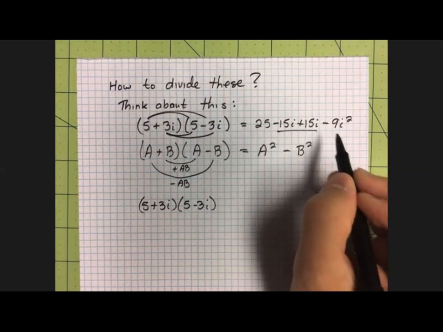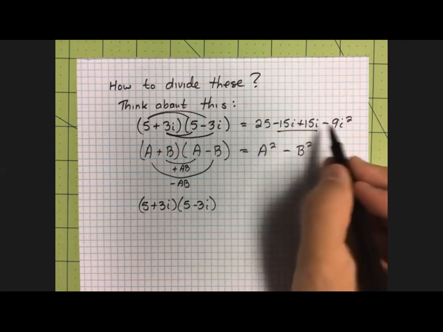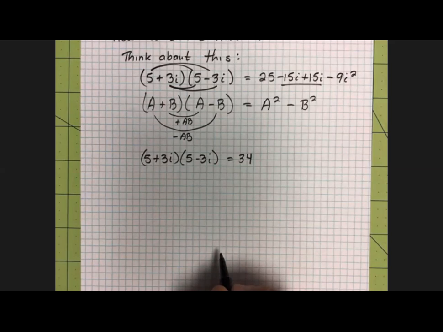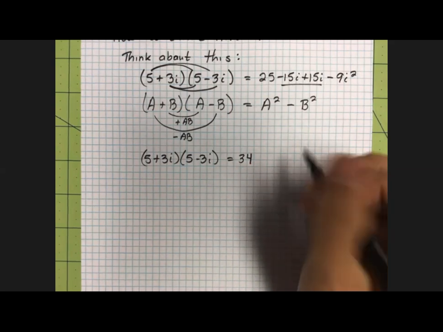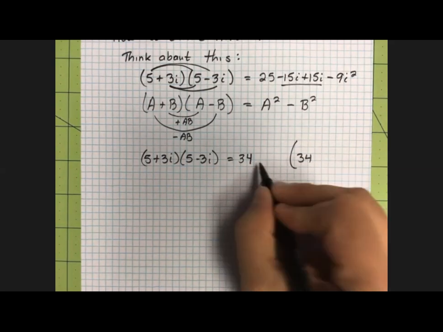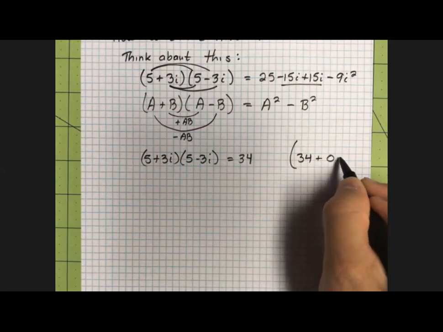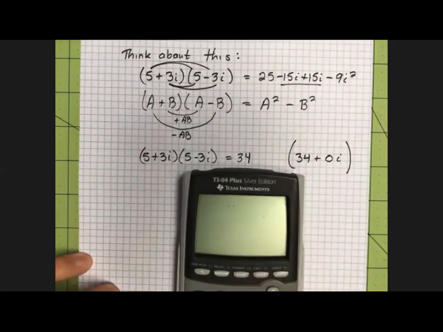Well, this middle part's gone. And remember, every time you see an i squared, you write minus 1. So this is negative 9 times negative 1. This is plus 9. What's 25 plus 9? 34. So when you multiply two complex numbers, you don't always seem to get a complex number back. Now, there's nothing wrong with this number. It's still correct, and it's still a complex number. In fact, you could call it 34 plus no i's. And that's perfectly legitimate. I'll try it out in the calculator.